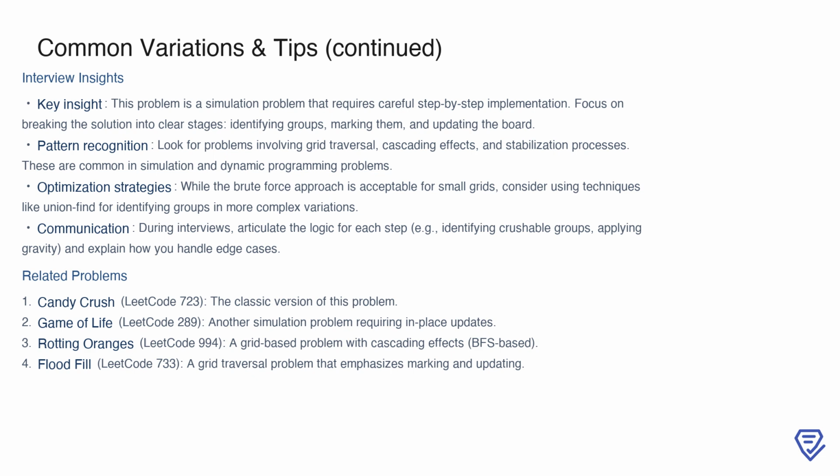While a straightforward brute force solution is often sufficient for small grids, optimized strategies can make your solution more efficient for larger or more complex variations. For instance, union-find techniques can be used to efficiently identify groups in more intricate configurations.